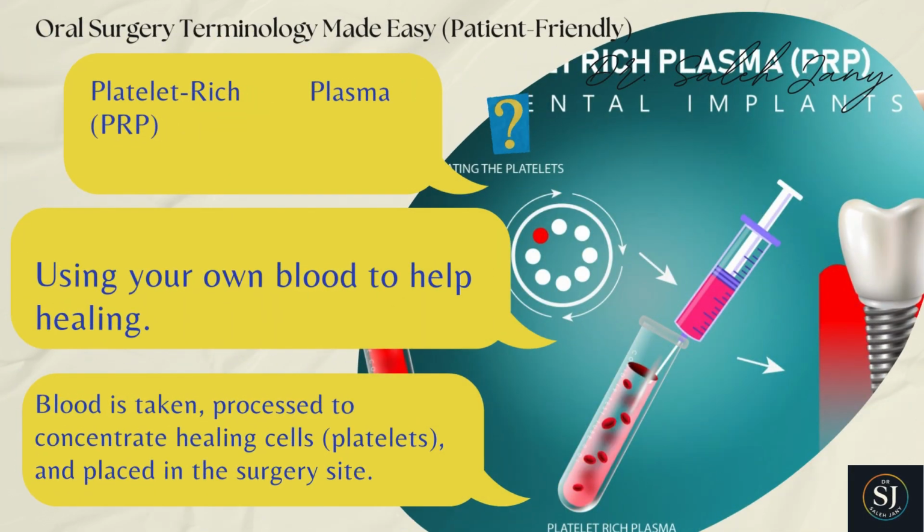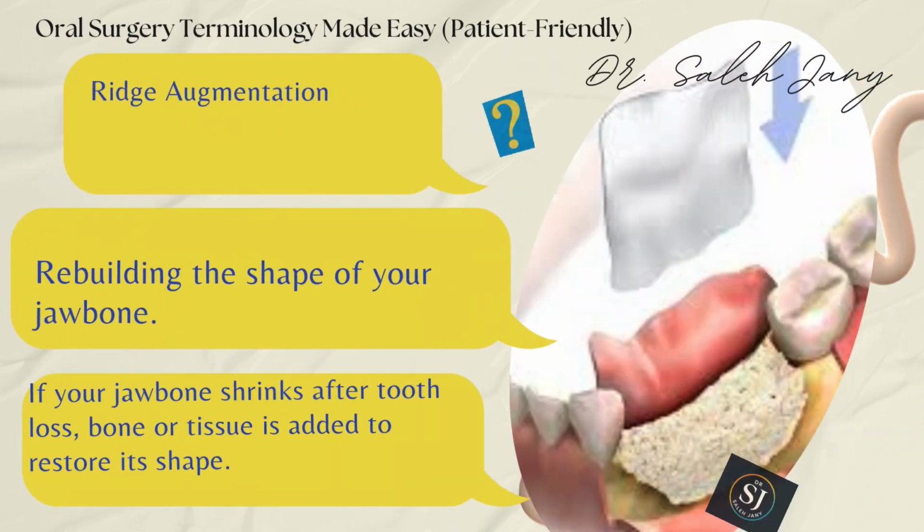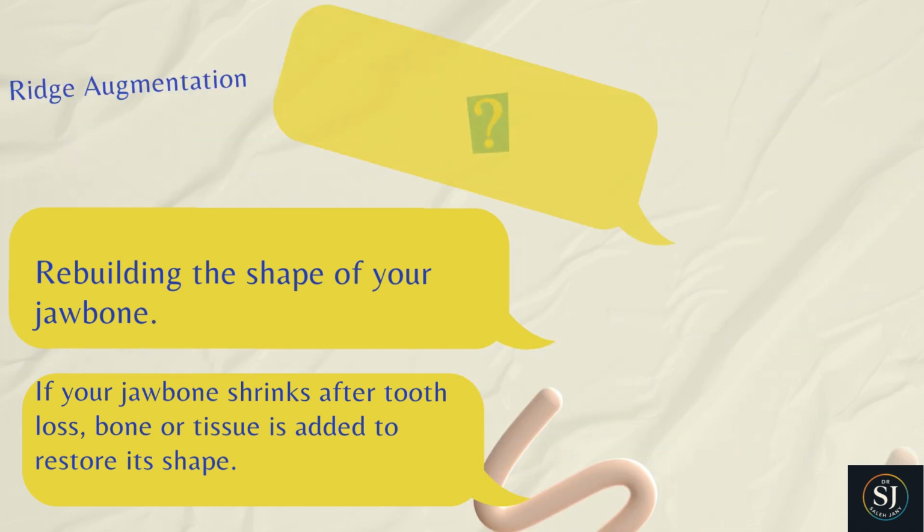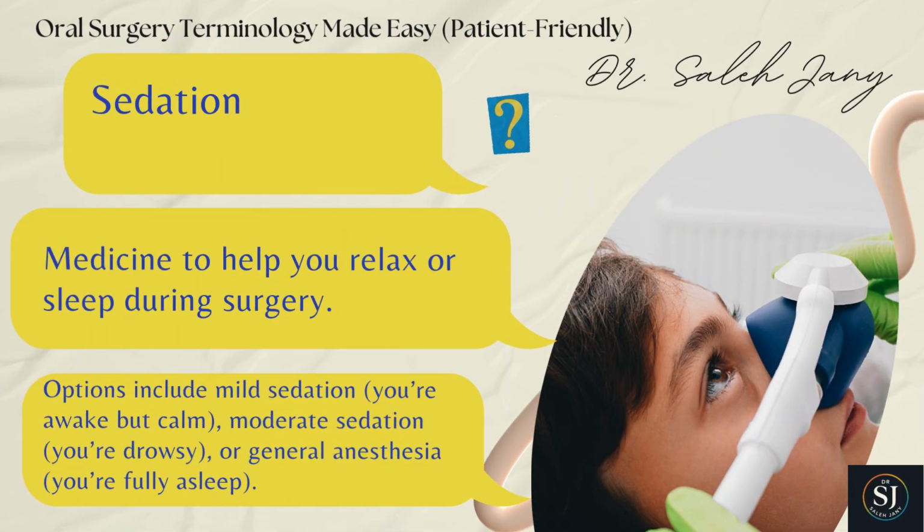Platelet-rich plasma, PRP. What it means: using your own blood to help healing. Explanation: blood is taken, processed to concentrate healing cells, platelets, and placed in the surgery site. Ridge augmentation. What it means: rebuilding the shape of your jawbone. Explanation: if your jawbone shrinks after tooth loss, bone or tissue is added to restore its shape.